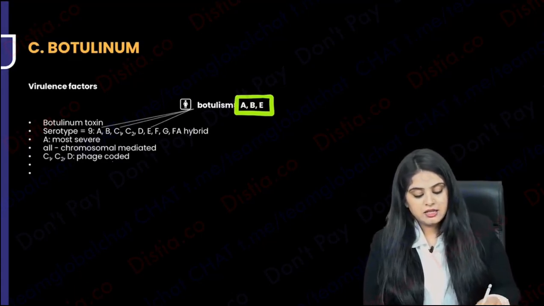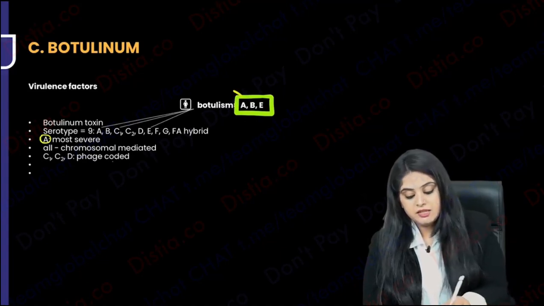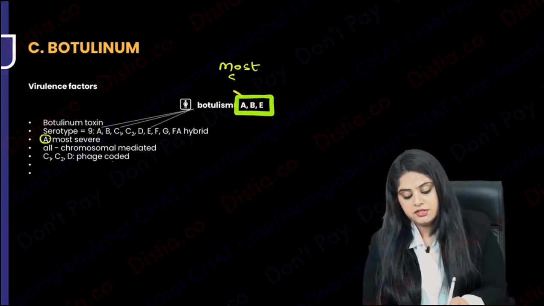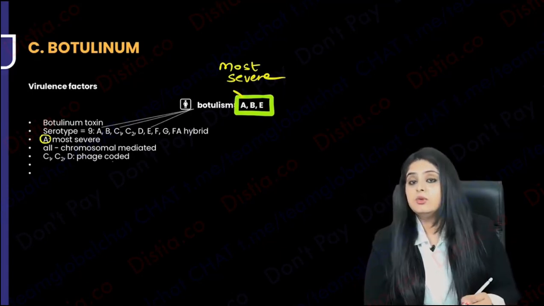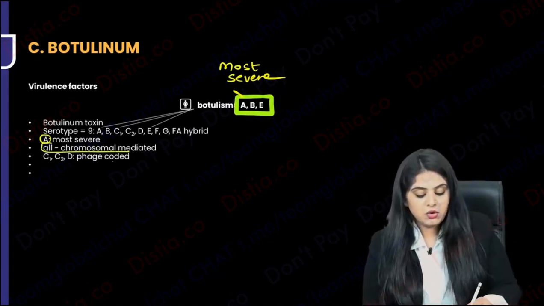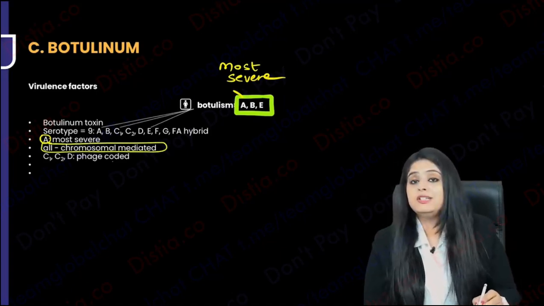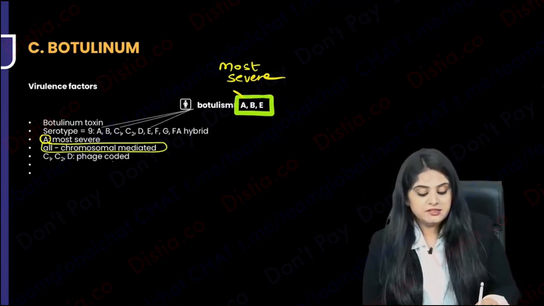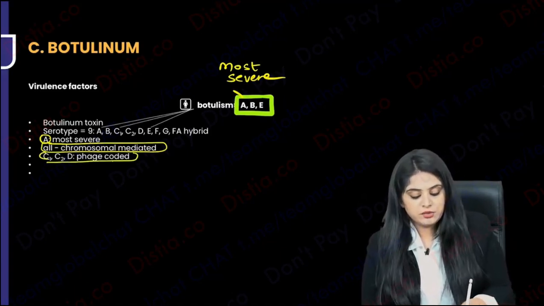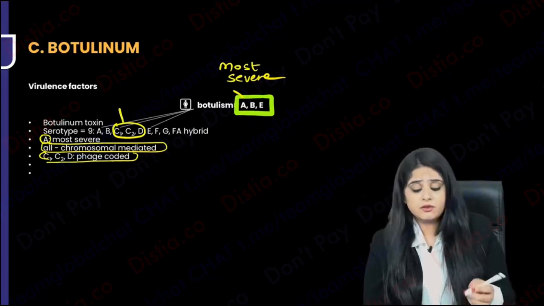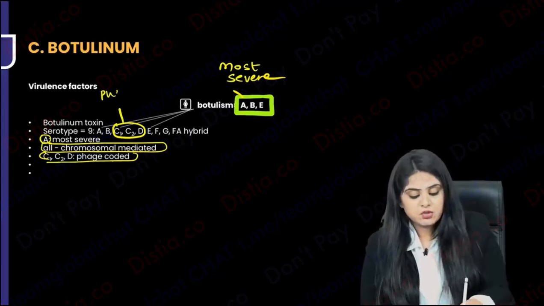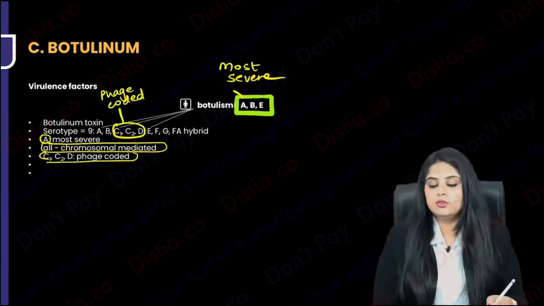Please note that out of these, the A of ABE is going to be the most severe that is known to us. Then note all of them are mediated by chromosomes. It is only C1, C2, D, or CCD. CCD is going to be Phage coded. So remember this CCD over here. CCD anyway is the mnemonic, Cafe Coffee Day. CCD is going to be Phage coded. And all the others are going to be chromosomally coded.